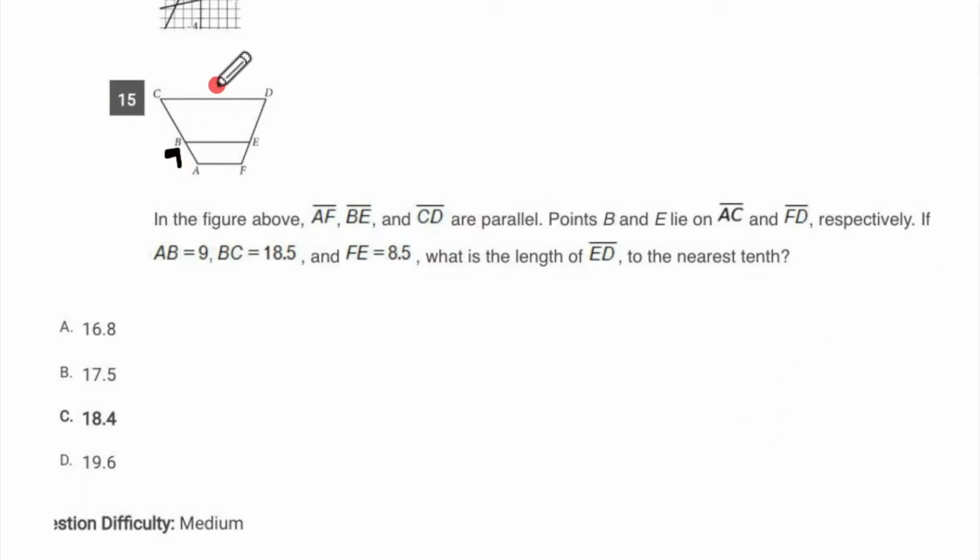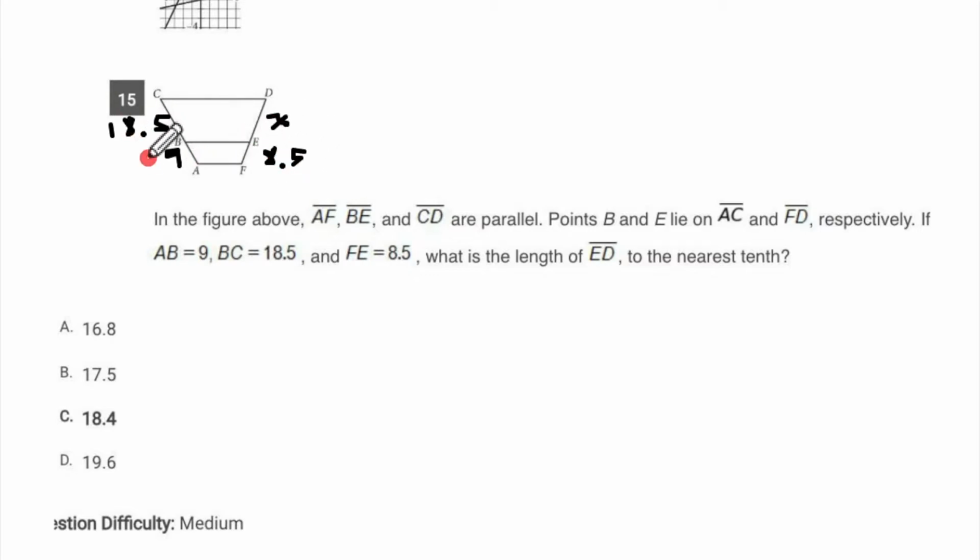And they're telling us that all these lines are parallel. If you remember anything from geometry, you can just kind of put it in. If their lines are parallel, these are going to be equal ratios on both sides. So we have 9. BC is 18.5. DE is, well, that's the one we need to find. We don't know that one. So I'm just going to put an X there, and FE is 8.5.